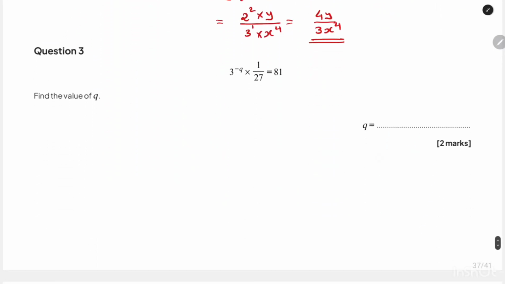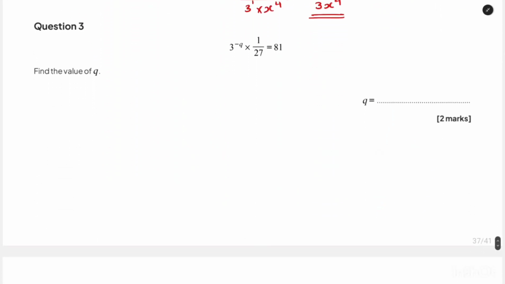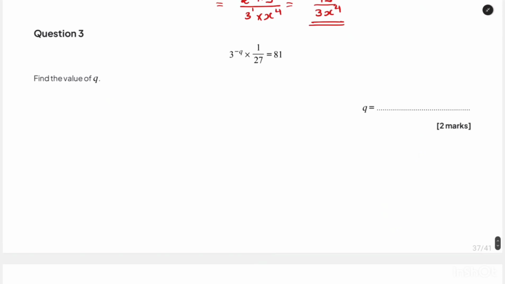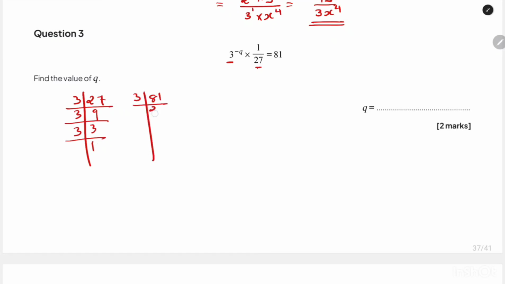Clear? See the third question. Equation type of question. We want to find the value of q. Both the sides must have the same bases. If the bases are not the same, do the prime factorization to make them the same. 3 is already prime. 27, let's do the prime factorization of 27, which is 3 raised to 3, and 81, which is 3 raised to 4.